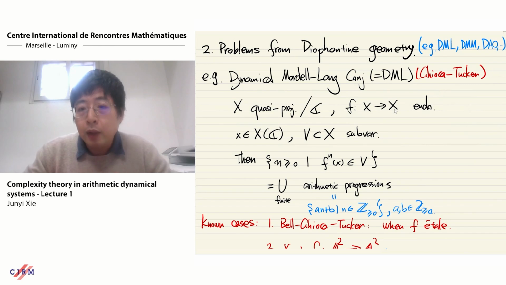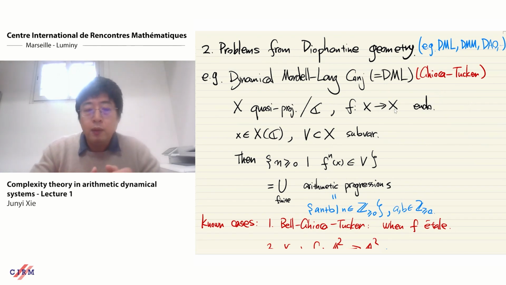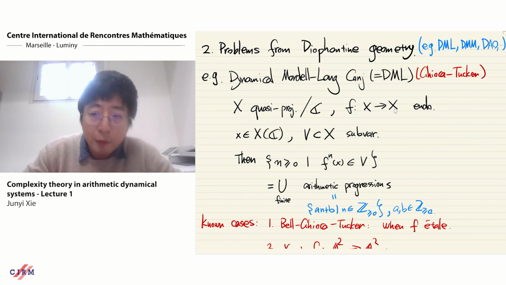It was proposed by Ghioca and Tucker. Here, X is a quasi-projective variety over C, and F is an endomorphism. x is a point in X, and V is a subvariety. Then the conjecture says that the set of n such that F^n(x) is contained in V is a finite union of arithmetic progressions. And here an arithmetic progression is a set of the form an plus b, where a, b, and n are all non-negative integers.